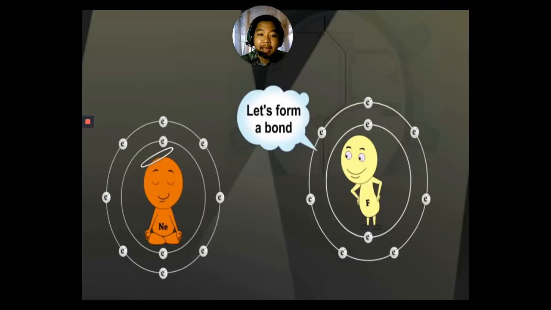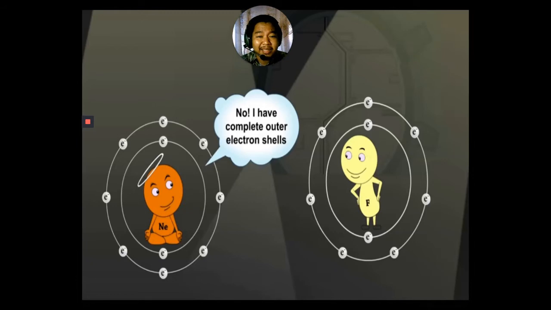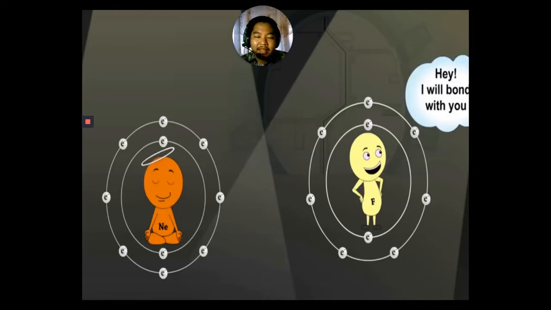So, what happens when a non-metal, which is not a noble gas, is roaming around? He keeps on asking other elements to form a bond with him or with her. So, for example, fluorine asking neon, "Are you single? Let's form a bond." What do you think would be the response of neon? "No, I have a complete outer electron shell, so I don't want to bond with you." Okay, easy go lucky, F.